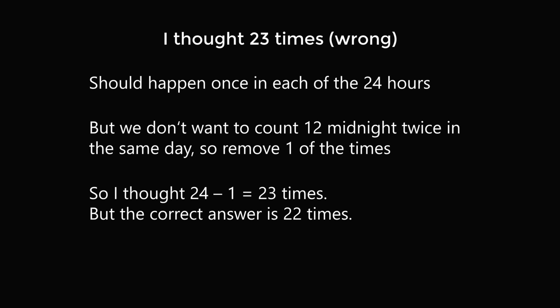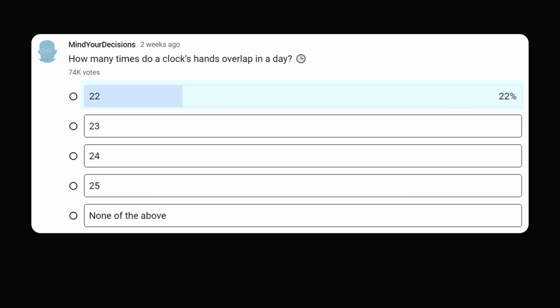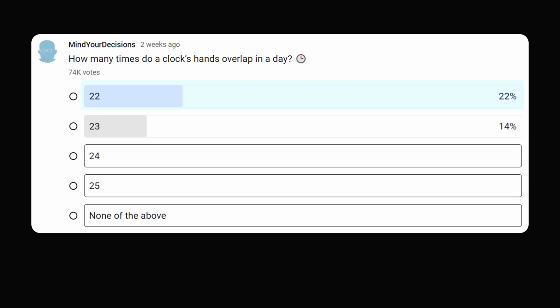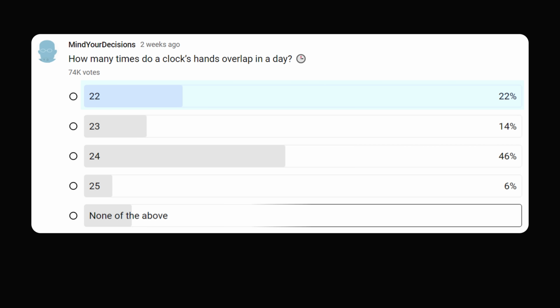So I was wondering how many people actually know the correct answer and how many people got it wrong like me. So I shared a poll on YouTube, and I'm so grateful that 74,000 of you replied. The correct answer of 22 was given by about 22% of you. Congratulations if you got the correct answer to this tricky puzzle. My answer of 23 was given by 14% of you. The most common answer was 24, which was given by 46% of the replies. And the remaining two answers of 25 were given by 6%, and none of the above by 11%. Since only 22% of you gave the correct answer, that means 78% of you gave the incorrect answer. So we can objectively say this is a difficult puzzle.